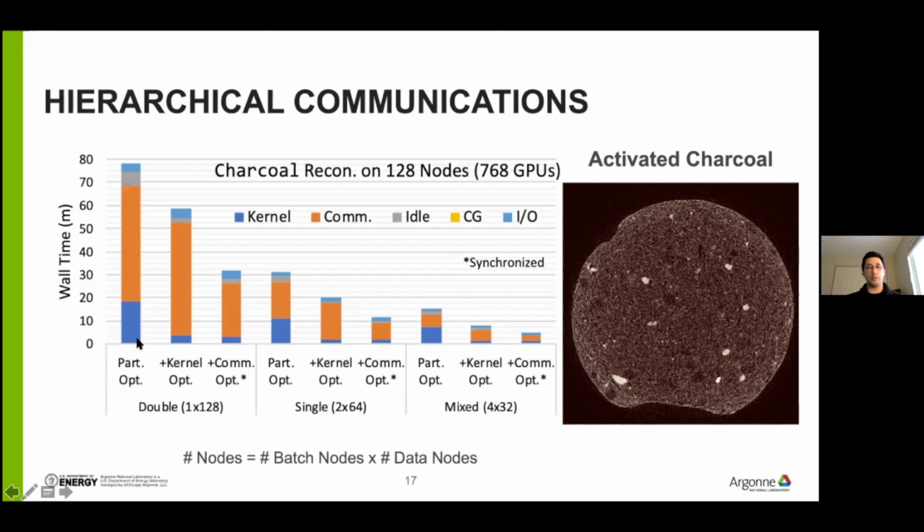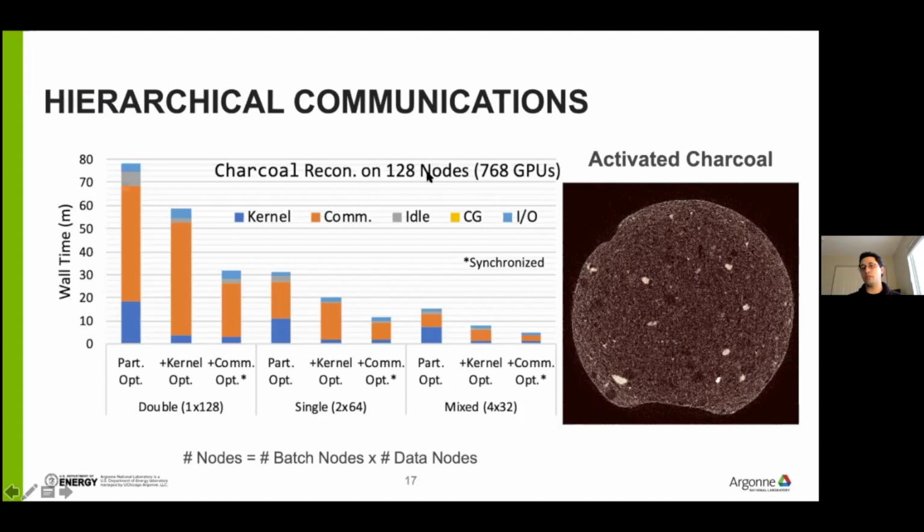It is around, maybe, 5 seconds versus close to 80 seconds with the most optimized mixed precision configuration versus the double precision without any optimizations. And this data set is a relatively large data set too. It's an activated charcoal data set, which has the dimensions of 4.5K by 6.4K by 6.4K, I guess. It is a relatively large volume, more than 250 gigabytes of volume that we try to reconstruct.